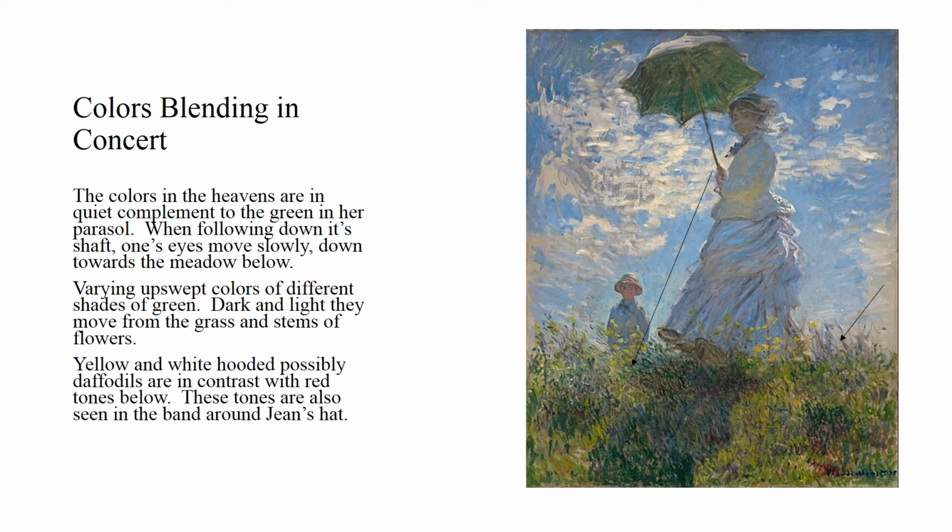Colors blending in concert. The colors in the heavens are in quiet complement to the green in her parasol. When following down its shaft, one's eyes move slowly down towards the meadow below. Varying upswept color of different shades of green, dark and light, they move from the grass and stems of flowers. Yellow and white, hooded possibly daffodils, are in contrast with red tones below. These tones are also seen in the band around Jean's hat.